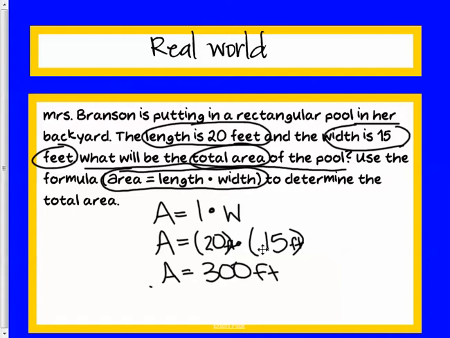Now it's not just 300 feet, it's 300 square feet. So I put feet with a square. The reason why this works is because a foot times a foot is a foot squared. Just like if we had 5 times 5, we could say it's 5 squared. So that's why we square the feet as well. So when we're looking at area, it's always in square feet or square units.